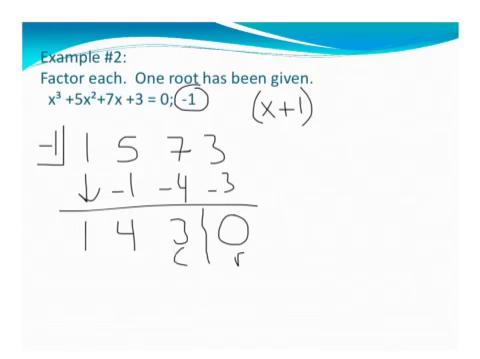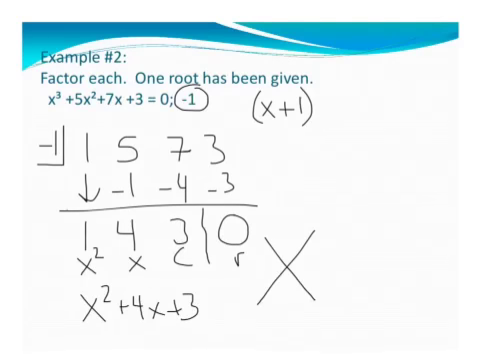That's my remainder, my constant, my x, and my x squared. So I'm left with x squared plus 4x plus 3. That's my trinomial that I'm left with, and I can definitely factor that, no problem. I want to multiply to 3 and I want to add to 4. So I get 3 and 1.